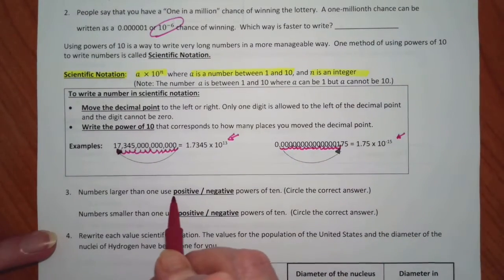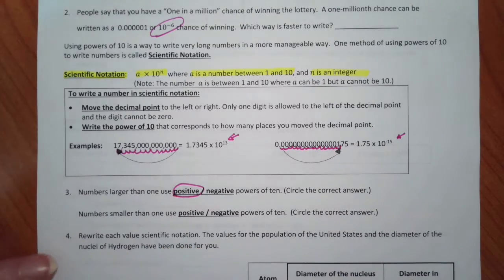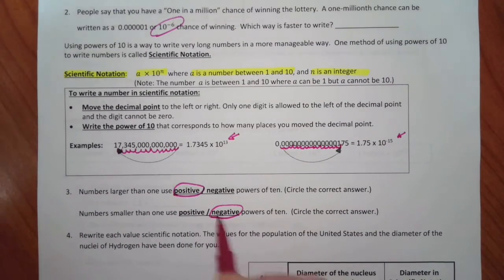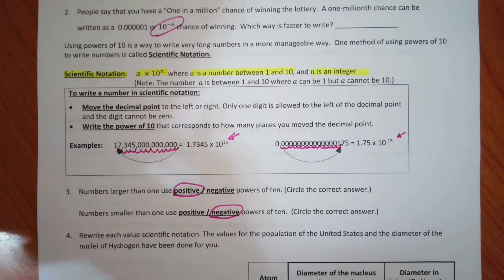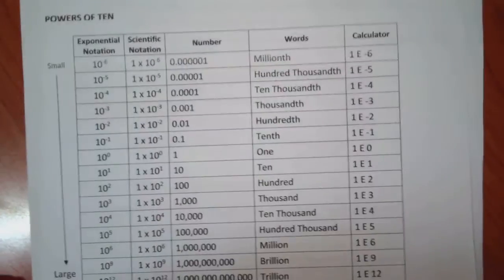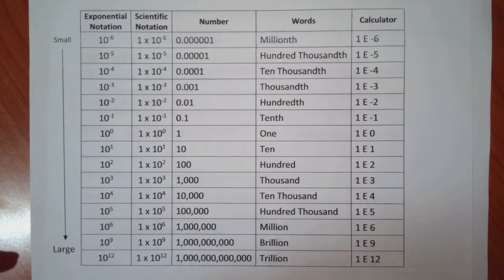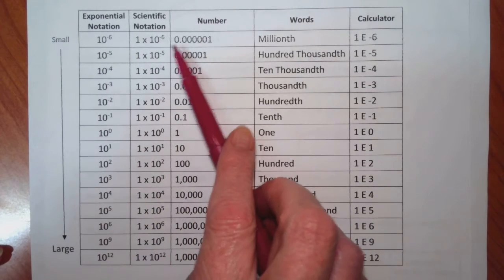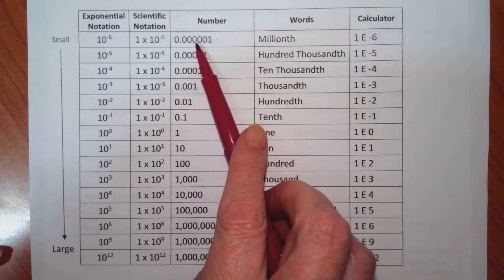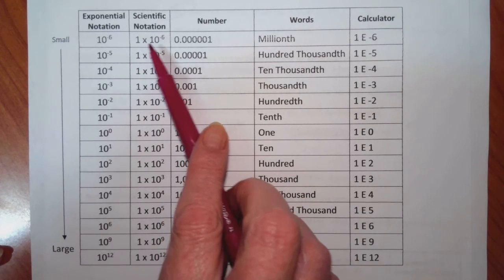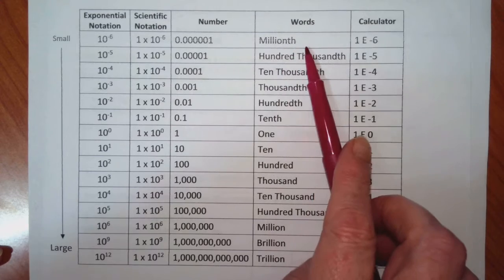Numbers that are larger than 1 use positive powers of 10, and numbers that are small use negative powers of 10. Now, to demonstrate this, and I put this on Blackboard, is a chart of some powers of 10. So 10 to the -6 is 0.000001. Written in scientific notation, it's 1 times 10 to the -6, and that is a millionth.